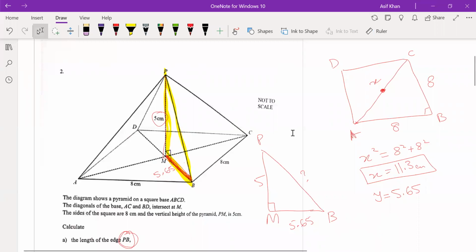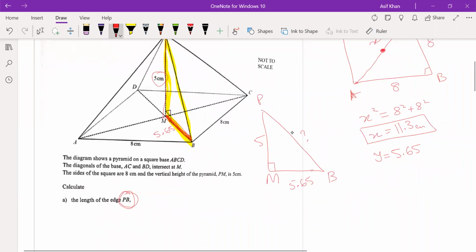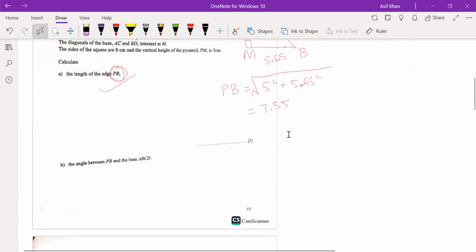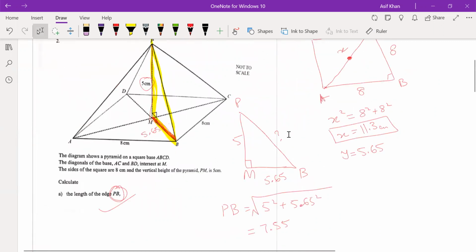Again, apply the Pythagoras theorem. So I write PB is equal to the root of 5 square plus 5.65 square. So directly you can get the answer. Put this value in your calculator and tell me what is PB, P to B. Sir, the length is 7.55. 7.55 is PB, right?